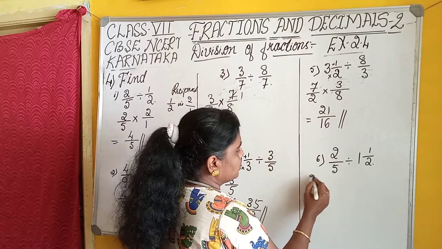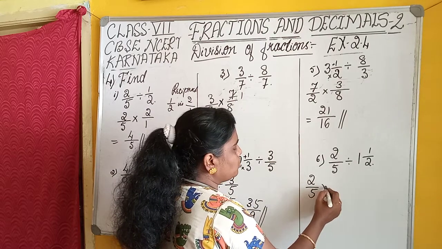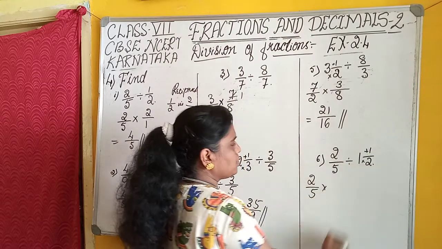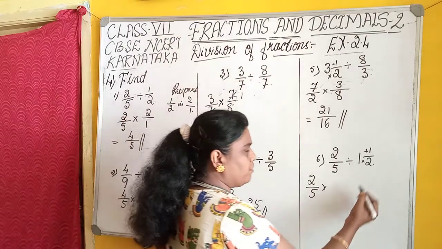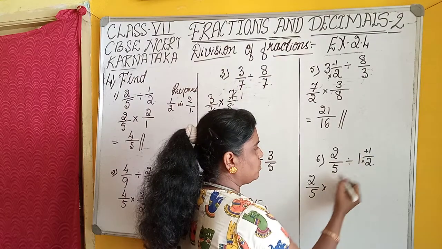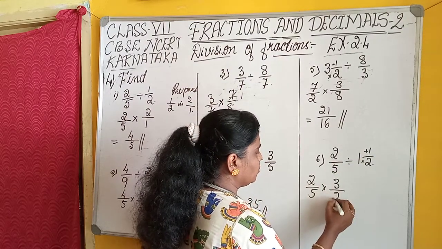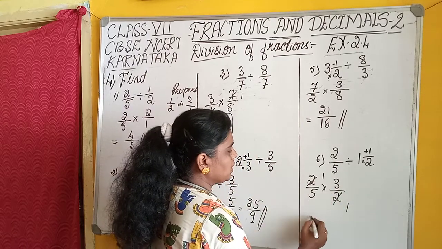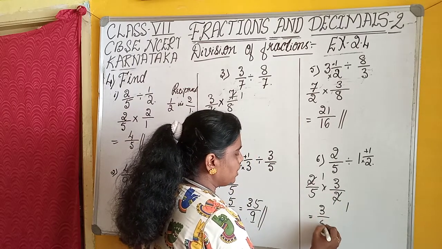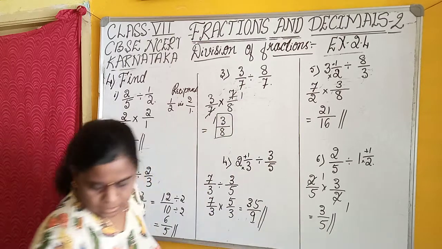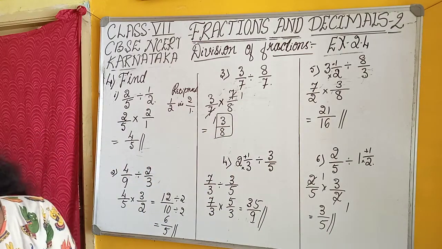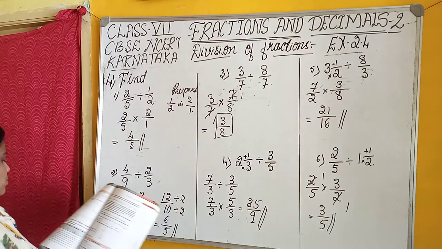Okay students, next 2 by 5 into this mixed fraction converted into an improper fraction. 2 1s are 2, 2 plus 1 is 3 by 2. Here 2 1s are 2 1s are get canceled. The remaining is 3 by 5. Still 2 more problems are there.